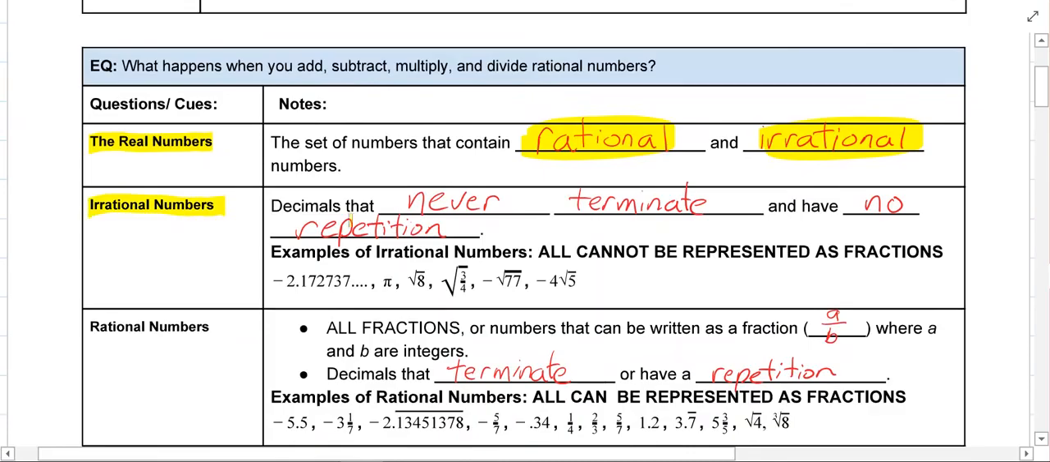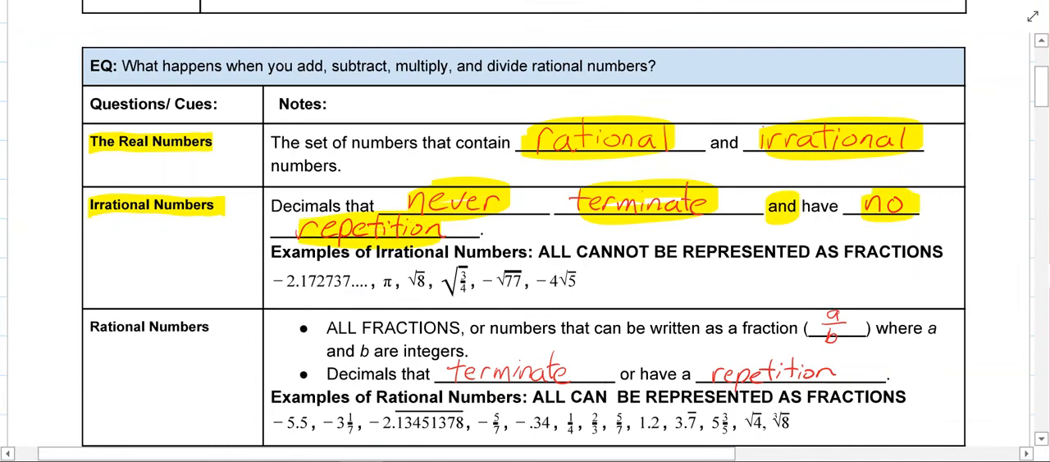Irrational numbers are decimals that never terminate. You know what that means? To never terminate? Like if you had a job, you'd never get fired. You get never terminated, okay? So it's a decimal that never terminates, and that means it just keeps on going on and on and on, and has no repetition.